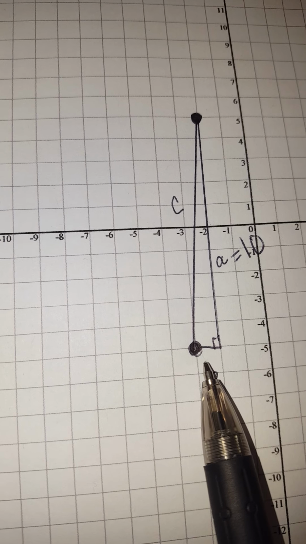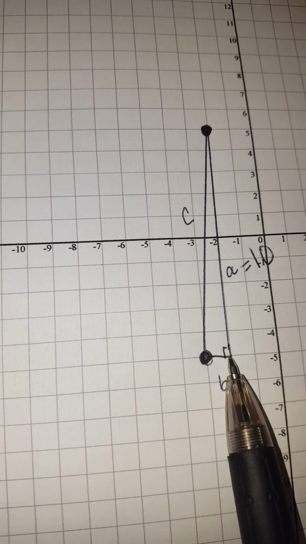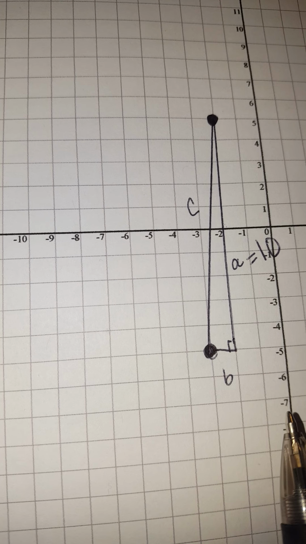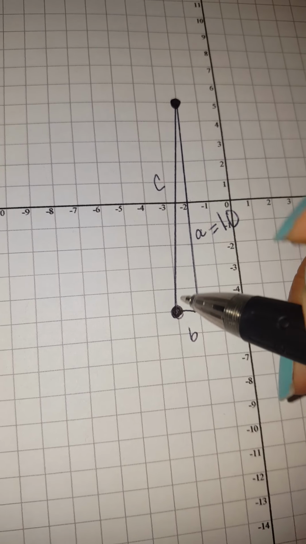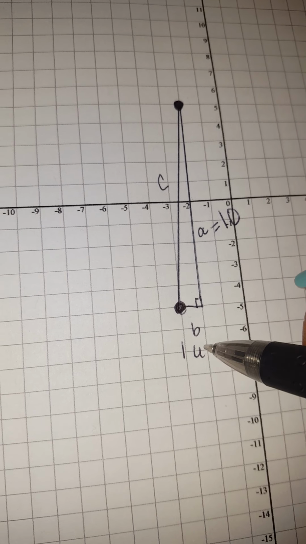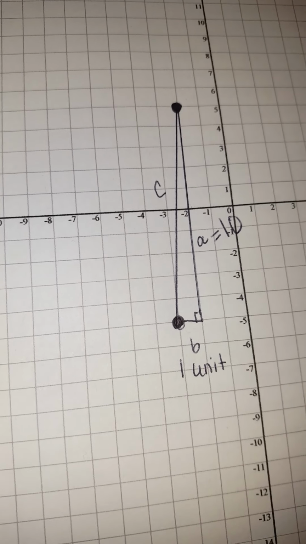The same thing for B. From one endpoint to the next, it doesn't matter which one you start with. You only count when you move. That's 1 unit. So the length of side B is 1 unit.